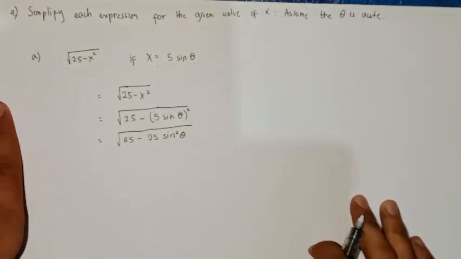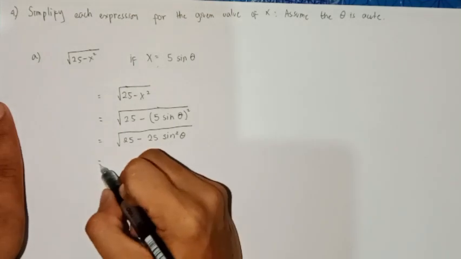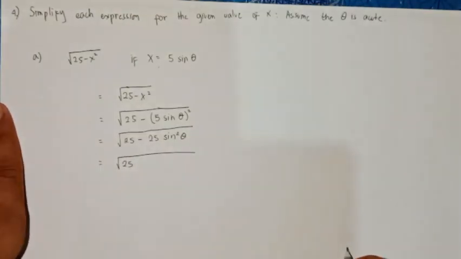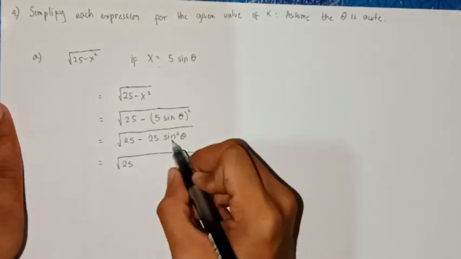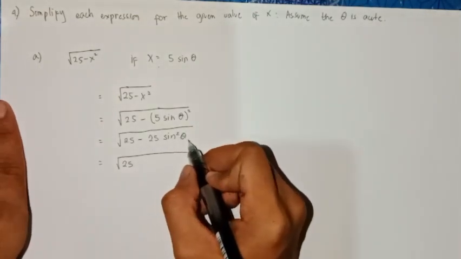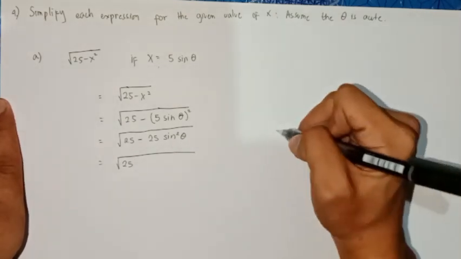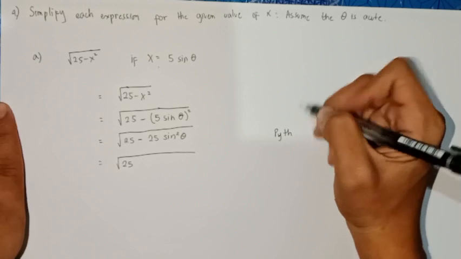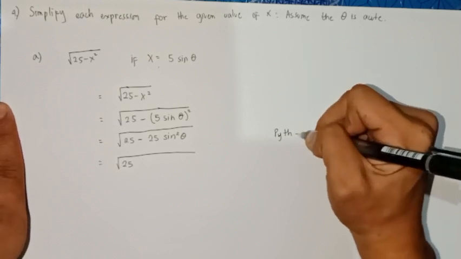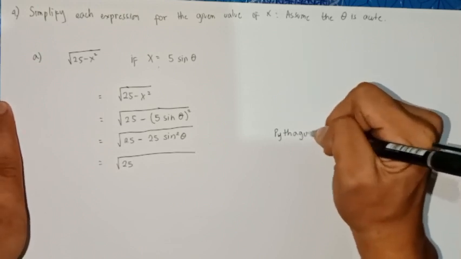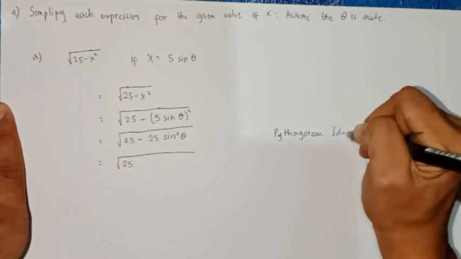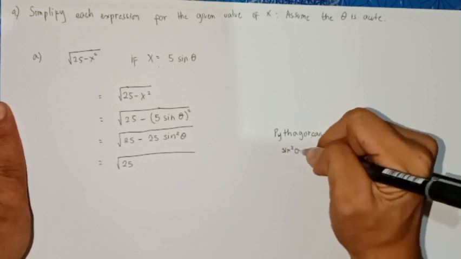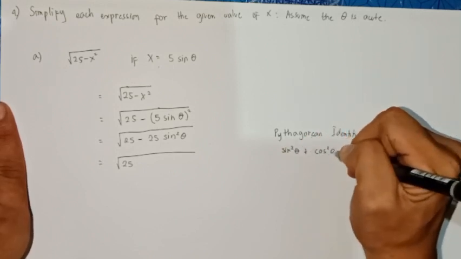Next, square root of 25. Take note that sine squared theta is also the equivalent of 1 minus cos squared theta. In Pythagorean identities, sine squared theta plus cos squared theta is equal to 1.